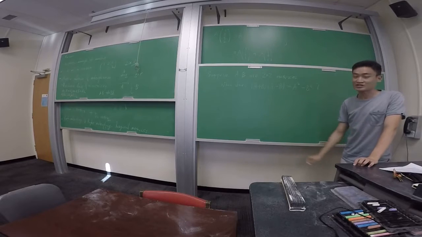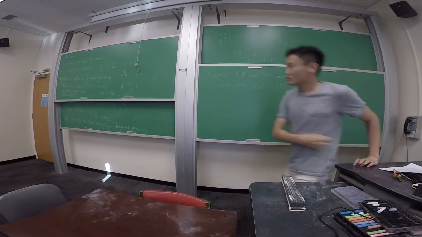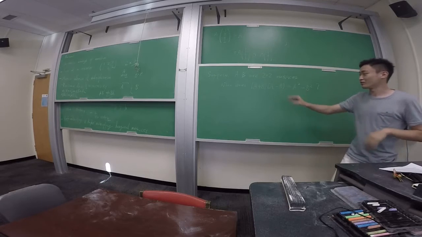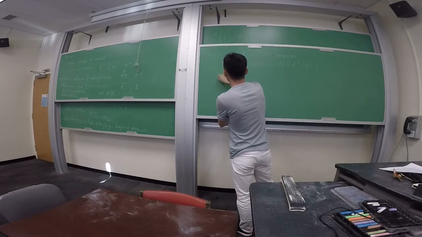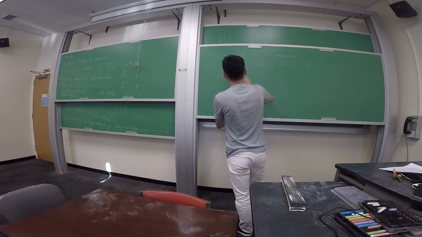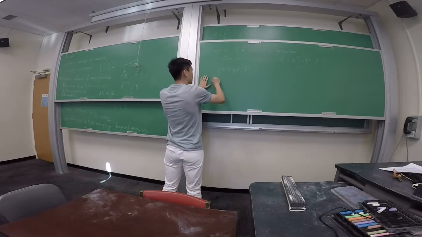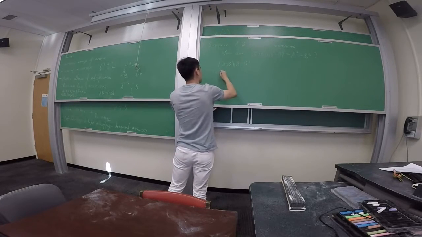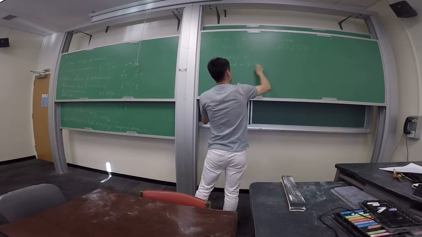So how do we study this kind of expression? Although we don't have commutativity, we still have the distributive law and associativity. So we can expand this expression, (A plus B) times (A minus B). You can expand the second parenthesis first. So it's (A plus B) times A minus (A plus B) times B.